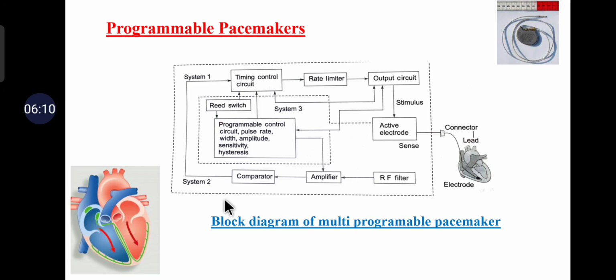Note down: rate, pulse width, pulse amplitude, sensitivity, refractory period, and hysteresis. All these measures are taken at 37 degrees centigrade with a 500 ohm resistive load. The programmer contains a microprocessor-based transmitter or receiver that operates by inductively coupling pulse position modulated binary coded data from the programmer via the programming wand to the pulse generator.